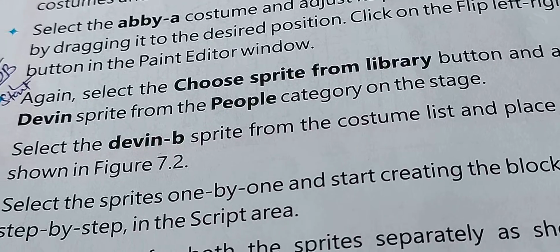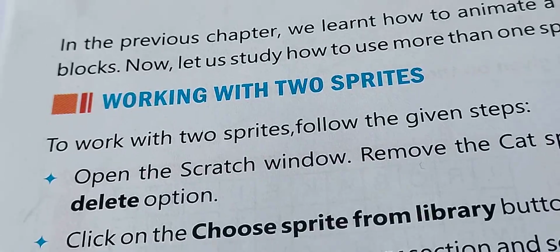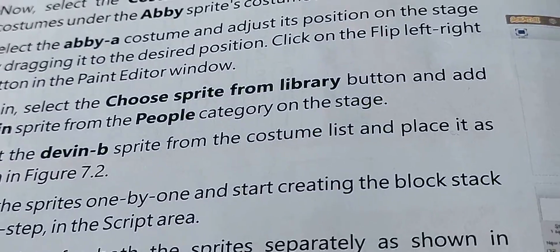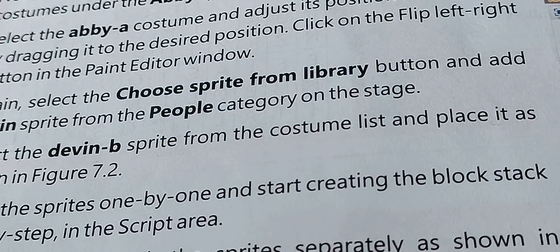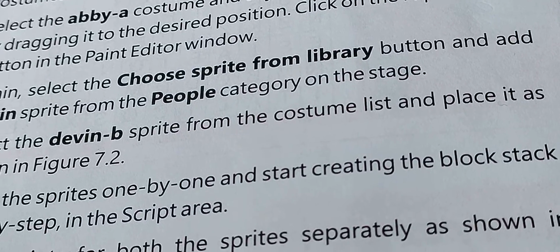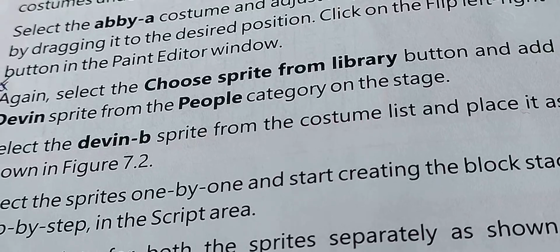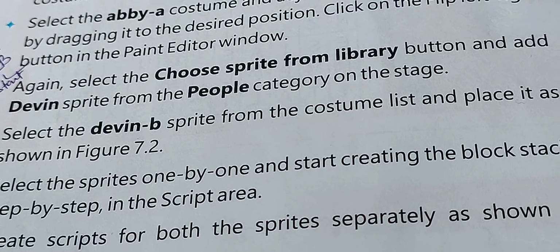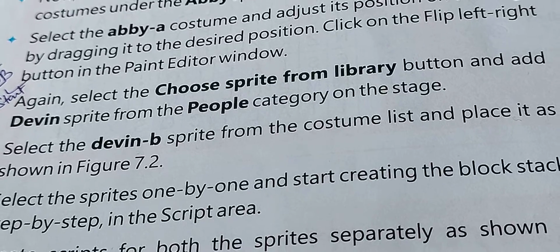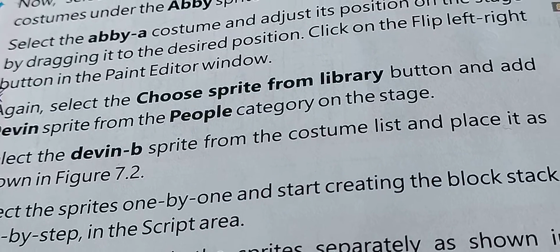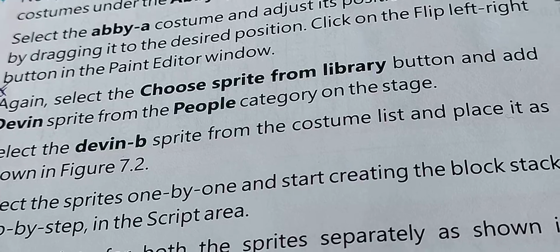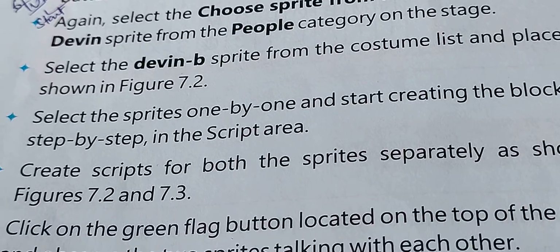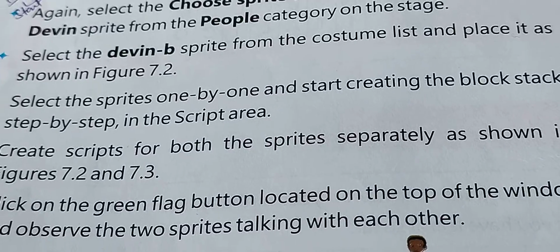And again, as I had already told, the heading is working with two sprites. That means we are working with two. So first we select the ABA. Now we need to select the second sprite. Select the choose sprite from library button, and the second sprite name is Devin. And we can also categorize it on the stage. We can also change the costume list. Select the sprite one by one and start creating the block stack.